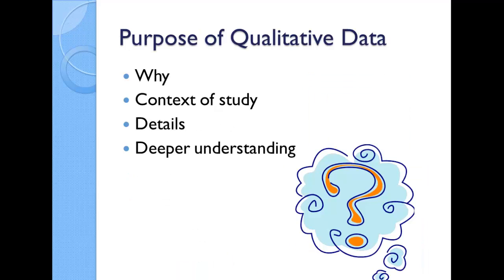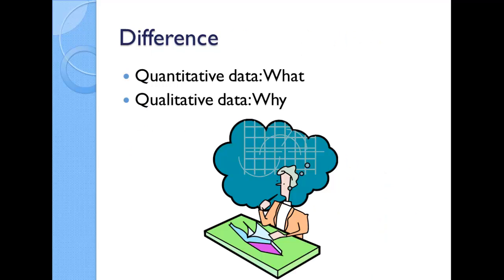So, what is the purpose of qualitative data? If we have all of these numbers from our quantitative data, why do we need all of these words or more information? Qualitative data can help us to understand the why behind all the numerical information. Qualitative data can provide the context of a research study. They can provide more details and give you a richer and deeper understanding of your research question. One way to remember the difference between the two is to think of quantitative data as supplying us with the what and qualitative data as supplying us with the why.